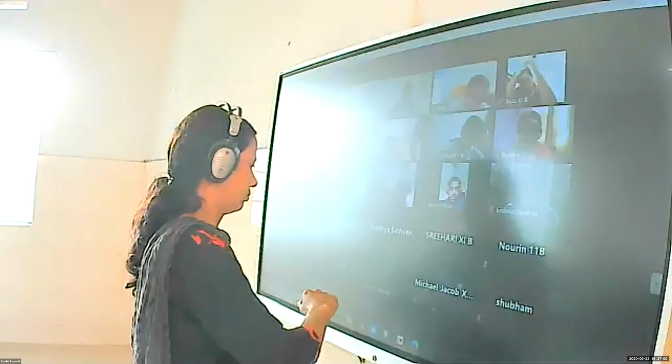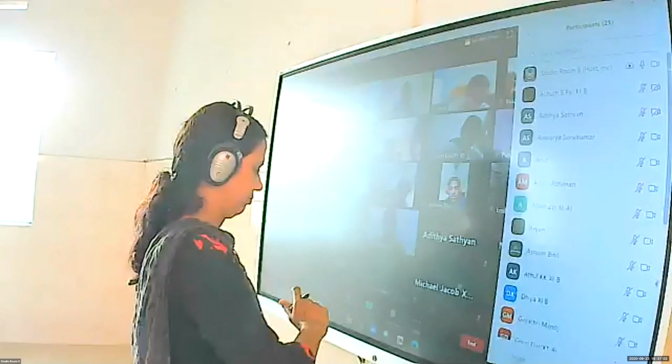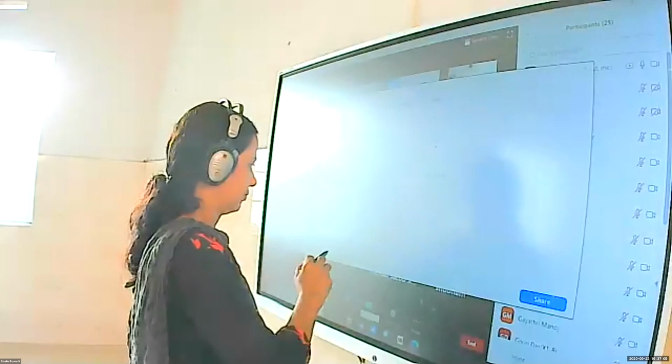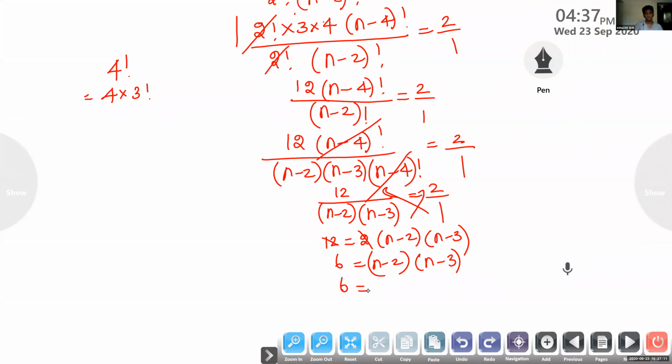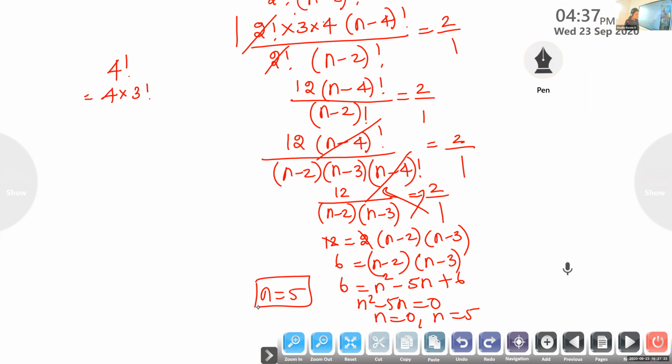Srihari, Atul, switch on. So what is the value of n you are getting, Atul? Can you give the answer? 5. So when you expand it, what are you getting here? n square minus 5n is equal to 0. So you'll get n is 0 or n is 5, isn't it? But n is equal to 0 is not possible. So only n is equal to 5. Yes, correct, Atul. Good.